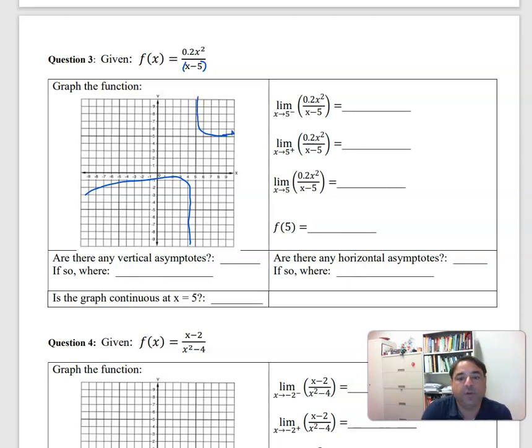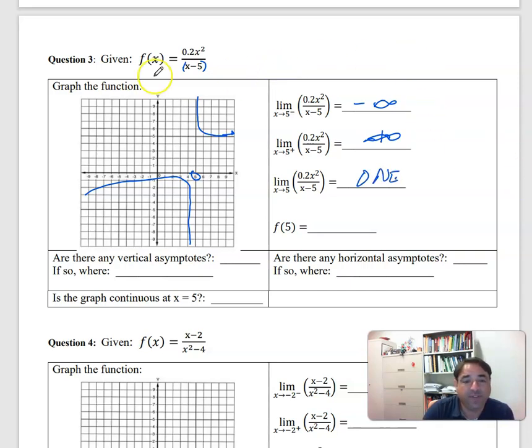Okay, so again, the focus is on 5. So coming to 5 from the left, this is approaching all the way down, down, down. That would be negative infinity. Okay. Then coming from the right, notice as we approach 5, it goes up, up, up. That would be positive infinity. They do not match. So that would be does not exist.